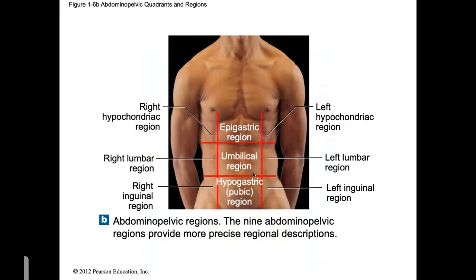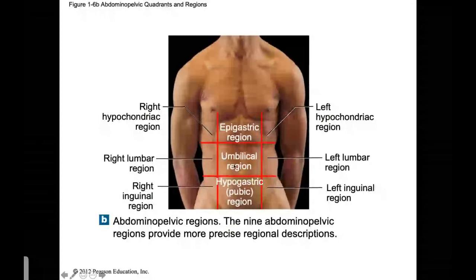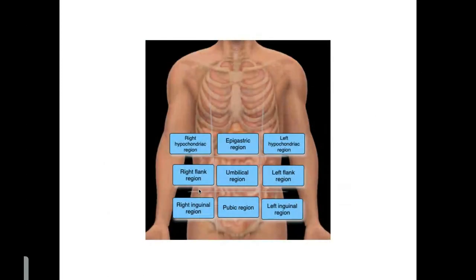Now we talk about the 9 regions, the abdominal pelvic regions. This is when we divide the body into 9 regions. Here it was 4 quadrants. So we could start at the belly button. That's the umbilical region. The term epi means above. Hypo means below. So here is epigastric, above the stomach. Here it's hypogastric, below the stomach, also known as the pubic region. This is your left lumbar and right lumbar, sometimes called the left flank and right flank. Left inguinal, right inguinal. Okay, so those are the 9 regions.